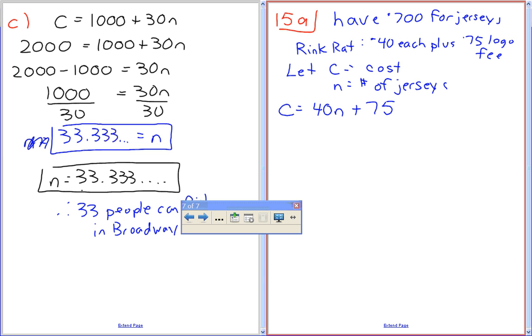But what if N is just one? Yeah. So let's say you bought one jersey, it'd be $115 for the team. That's a lot of money. And that's why when people buy in bulk, you get a better deal. Let's say you buy 100 cases of pop, and you get a better deal than if you buy one case, right? Anything like that works. All right. So the question says solve the equation.